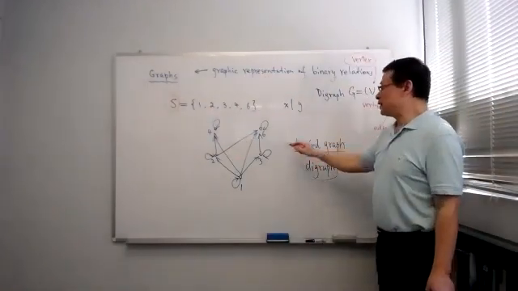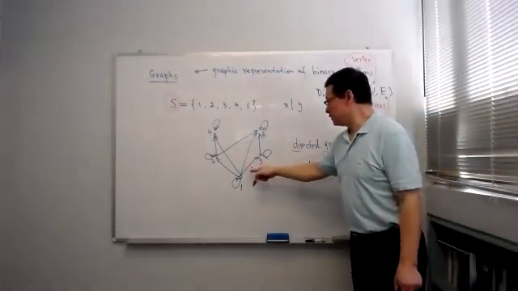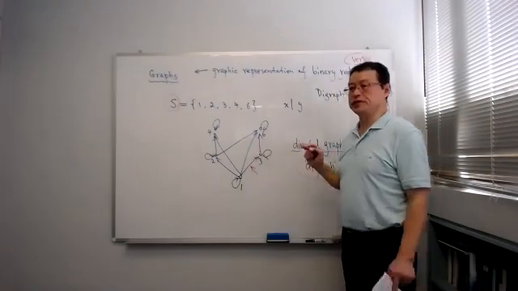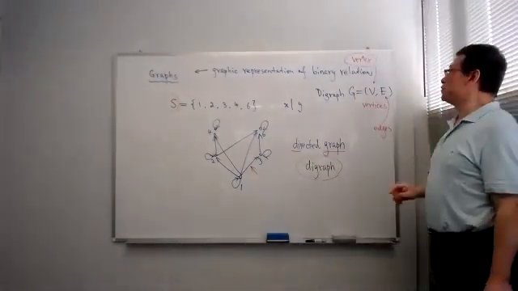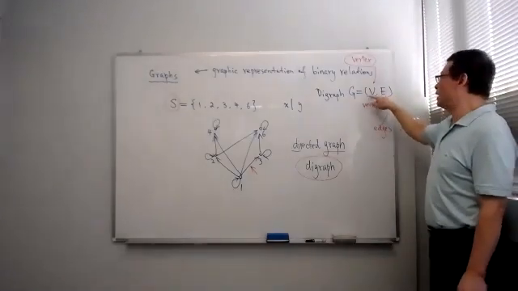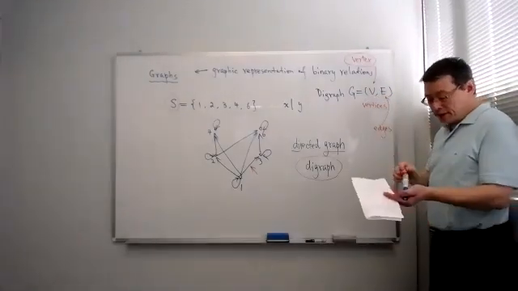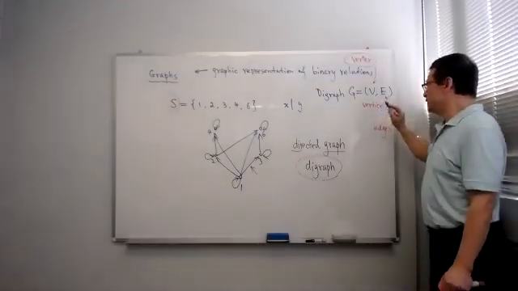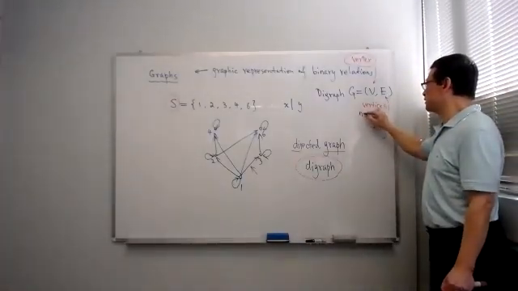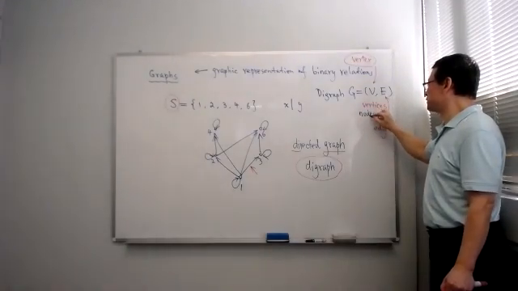And edges correspond to an arrow here. These are edges in the graphic representation. So it contains two parts: one is vertices, one is edges. In the literature, you will see that vertices, in older times, were also called nodes.